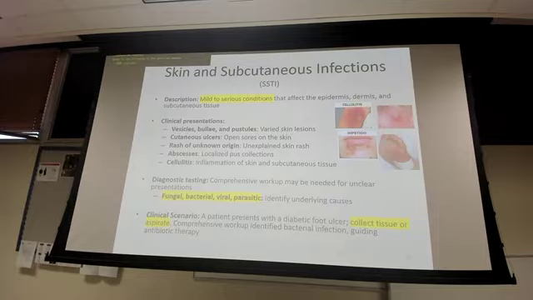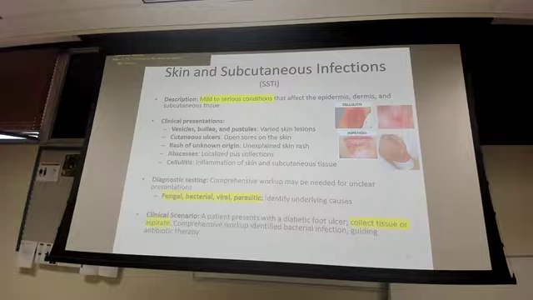Okay, so SSTIs is skin and subcutaneous infections. A lot of clinical presentations can include vesicles, bullae, or pustules. You can see cutaneous ulcers, which are those openings in the skin. There may be some type of rash of unknown origin, or abscesses, which have local pus collections, and cellulitis, which is inflammation of the skin and subcutaneous tissue.